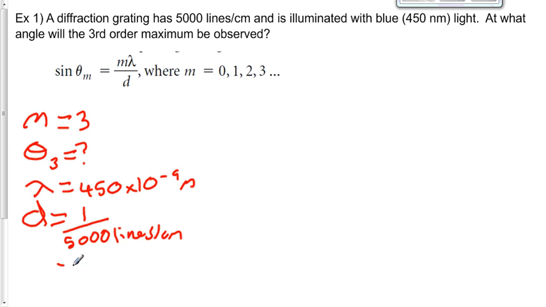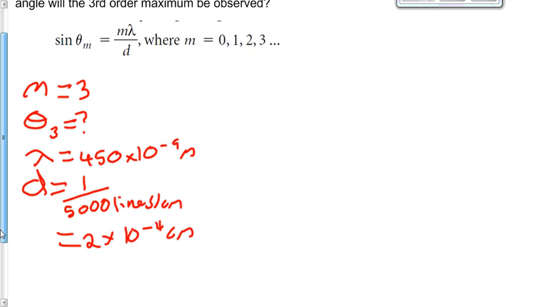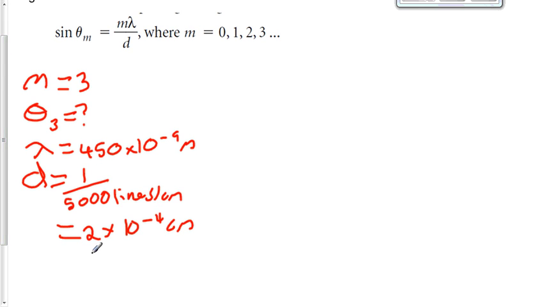And so if I punch it in my calculator, 1 over 5,000 is 2 times 10 to the minus 4. But notice this is going to be in centimeters because I'm doing lines per centimeter. So now it'll be in centimeters per line, but I can drop the per line. This tells me how many centimeters per line, but I want it, of course, in meters. So I just write it as 2 times 10 to the power of minus 6 meters.